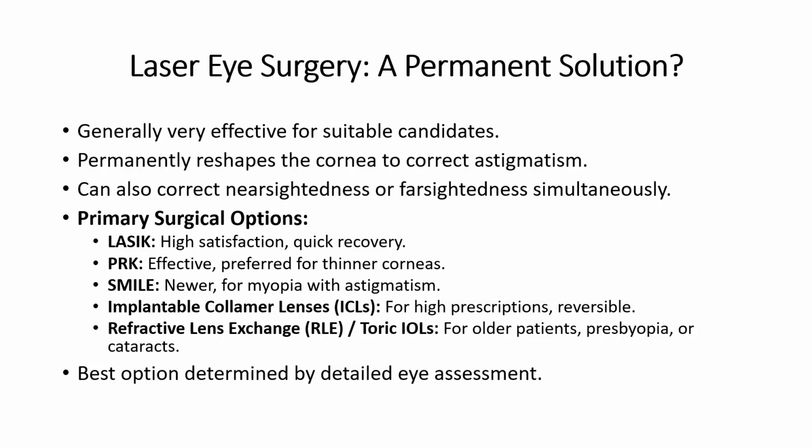For higher prescriptions beyond what lasers can treat, implantable Collamer lenses, ICLs, can be a great option, as they are implanted inside the eye and are even reversible. And for older patients who might be developing presbyopia or cataracts, refractive lens exchange, RLE, or using toric intraocular lenses, IOLs, during cataract surgery can correct astigmatism by replacing the natural lens. The best surgical option for you will always depend on a detailed assessment of your individual eye health, prescription, and lifestyle, which your surgeon will thoroughly discuss with you.